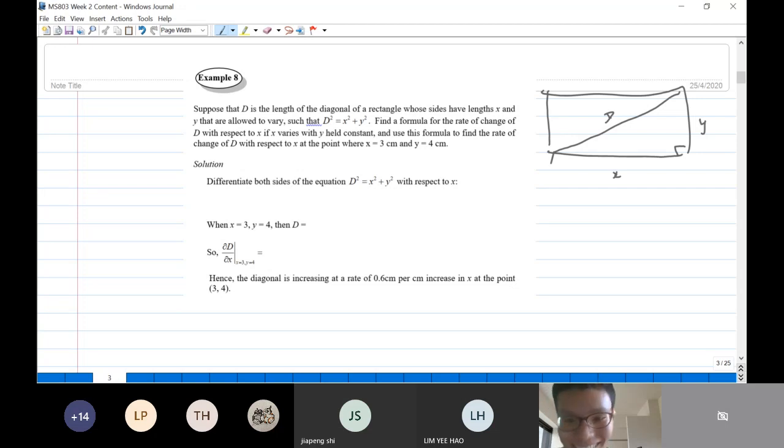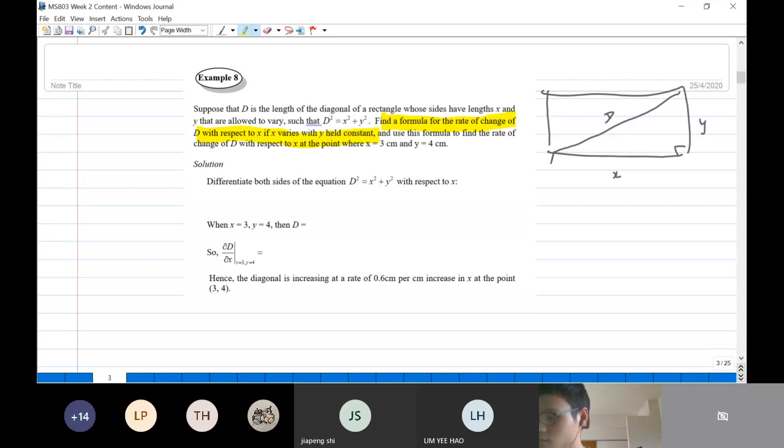Now they want to find the rate of change formula. So this question is about the rate of change formula. Find a formula for the rate of change of d with respect to x, if x varies while y is constant. So what does it actually mean? The one I highlighted: find the formula for the rate of change of d with respect to x.